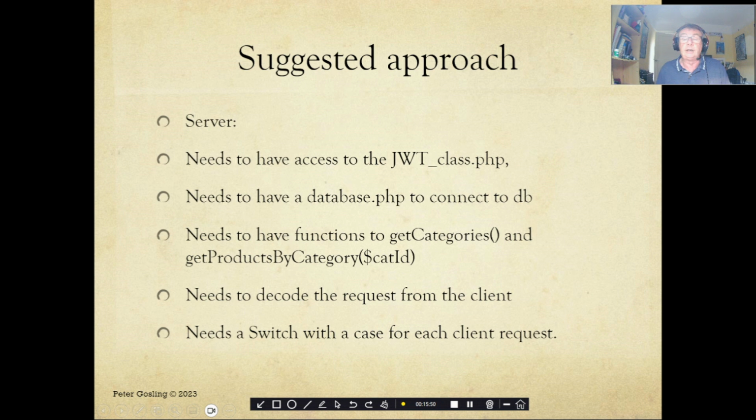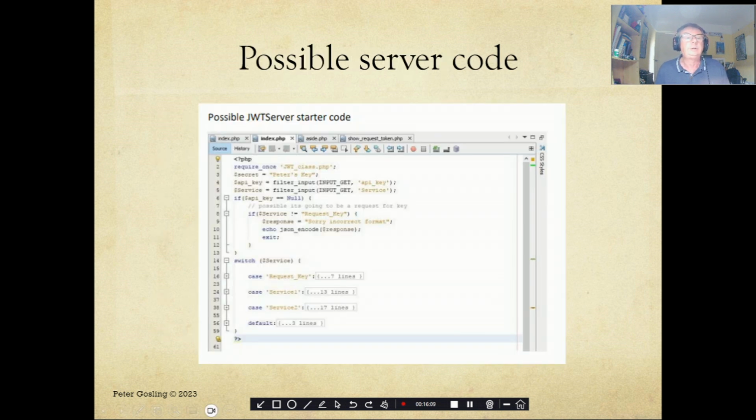for each client request. So you should have a switch like the one we used last year in the controller, and you'd have different cases. One case is going to be to request a token. Another one will be to get the categories, and another one will be to get the products by category. So they're the requests you'll be looking for. A possible approach would be something like this.